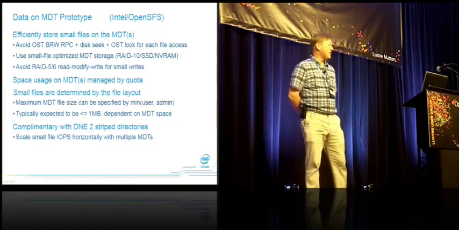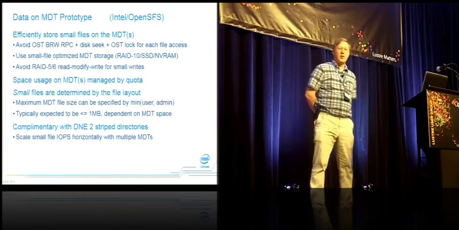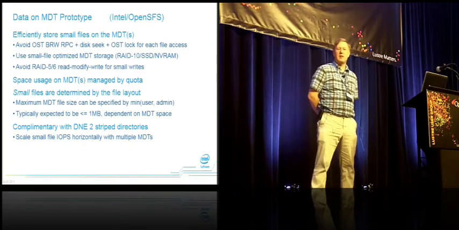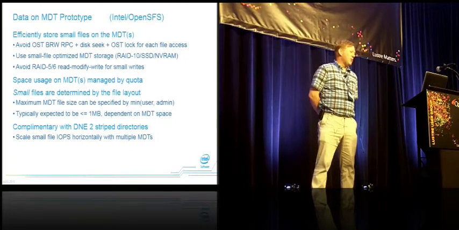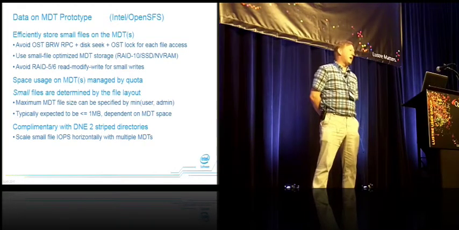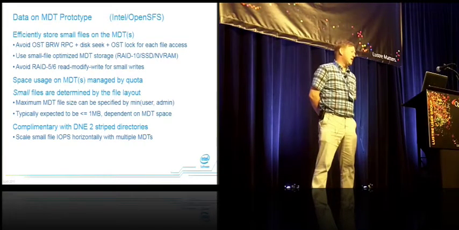So avoiding some of the RPCs and avoiding disk seeks on the OSTs helps, especially if you have other high throughput workloads, because you're penalizing both workloads by having lots of small IOs. MDT storage is RAID 10, optimized for IOPS. OSTs are RAID 6, so if you are doing small file IO to OSTs, typically you have a read-modify-write penalty, and those are all things you can avoid by storing data on the MDT.